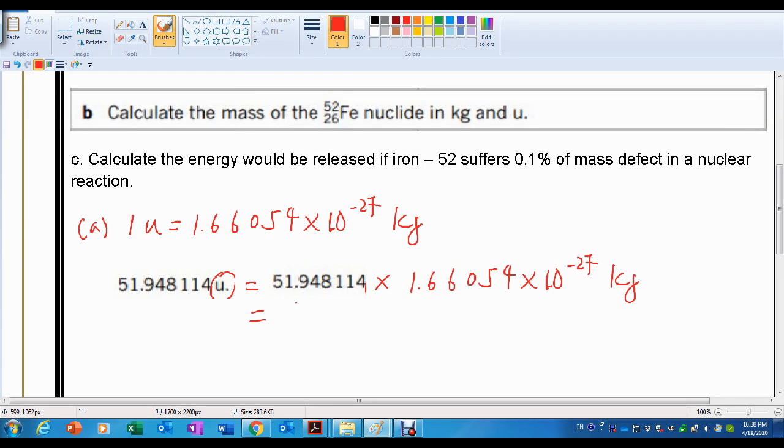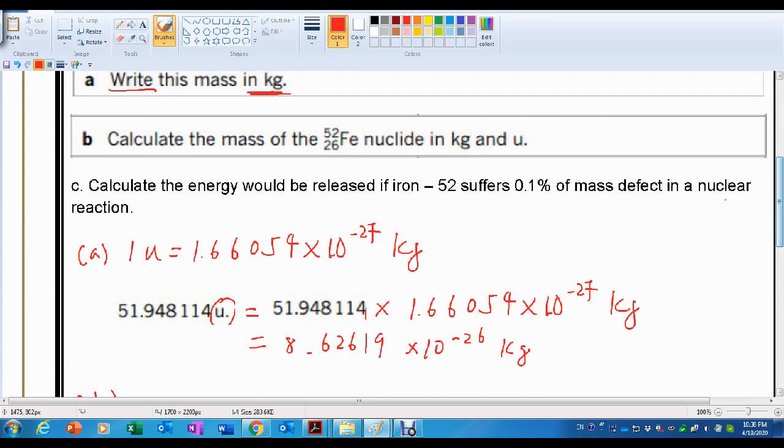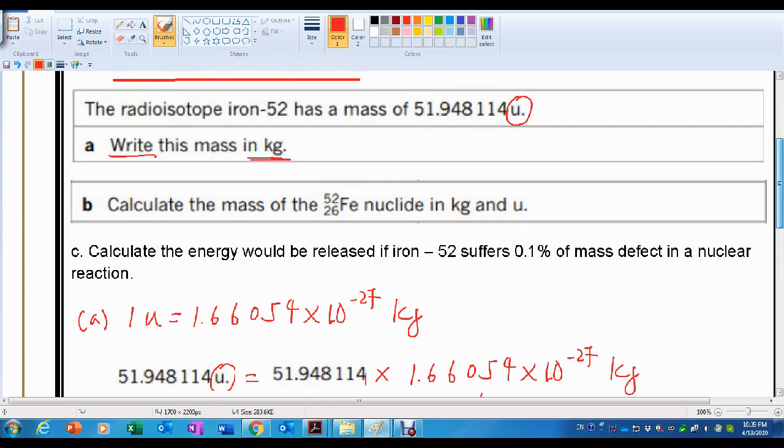And what do we have now? By doing that, it should be, let me check the answer, 8.62619 times 10 to the power minus 26 kilogram. Such a small mass, right? So that's why we don't prefer to write in kilogram, because it's so small. Next, calculate the mass of this one, in kilogram and u.